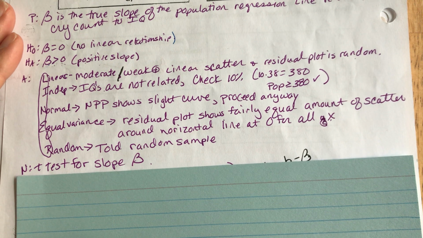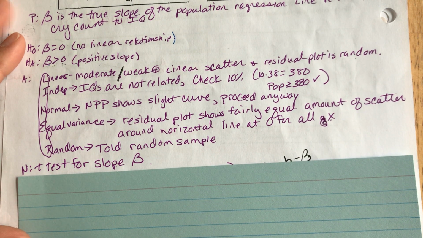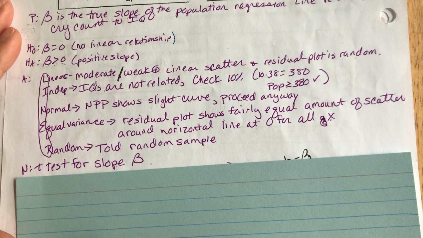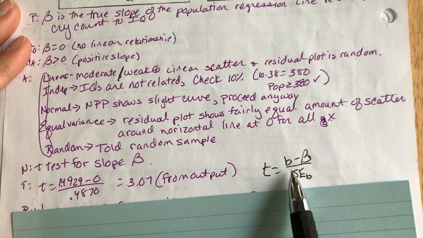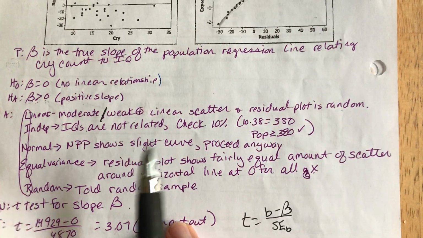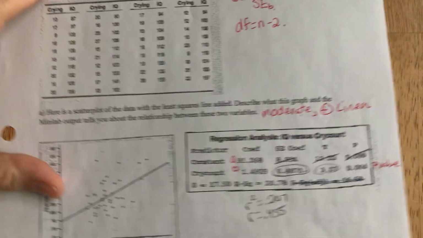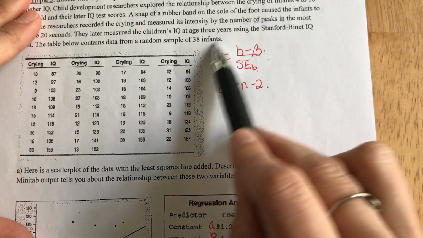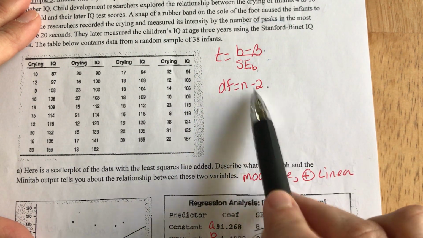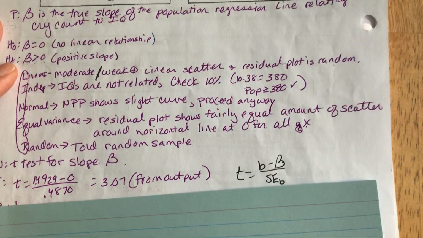The name of our test is a t-test for slope beta. That's always what it's going to be. Our formula, this is actually what I told you I would come back to. So here's the formula for your test statistic, and we're still going to use degrees of freedom of n-2.